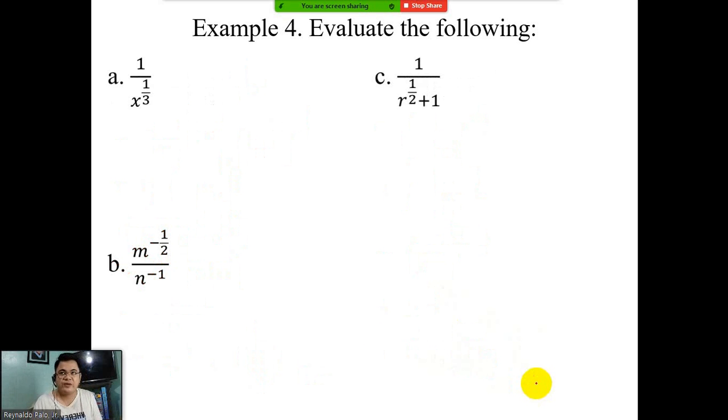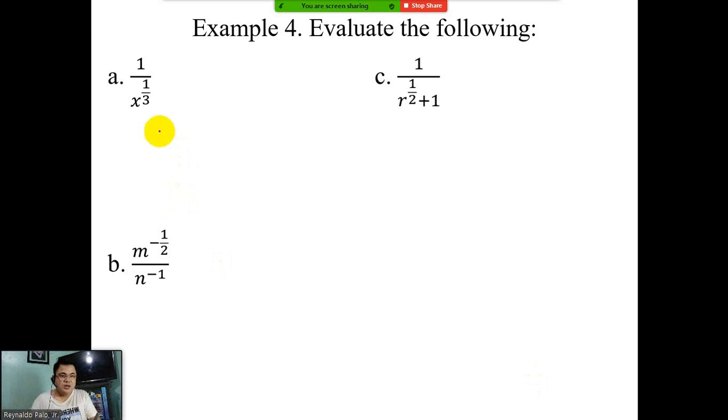Example 4, and I think this will be the last example. Evaluate the following. So as you can see here, for example A, we have a denominator with the rational exponent. So what do we need to do here? All we need to do is to remove it by applying or getting the conjugate. So when we say conjugate, it's a value of 1. Wherein when you multiply to the original expression, you will be getting the same answer. The value will not be changed.